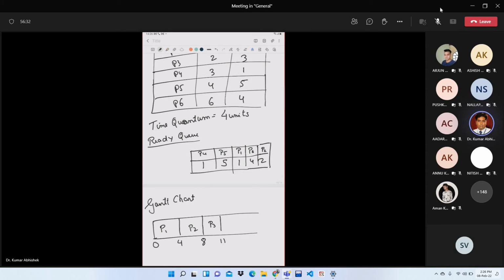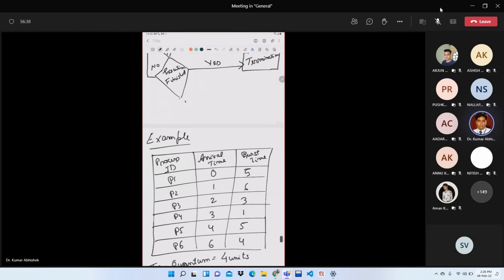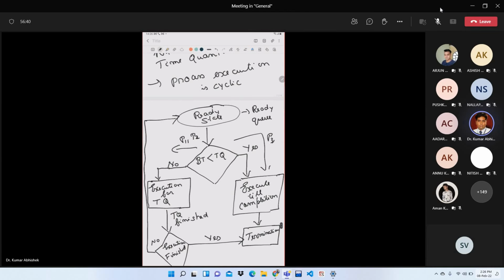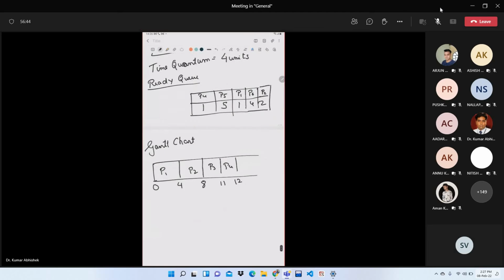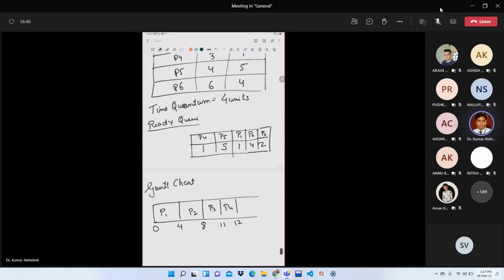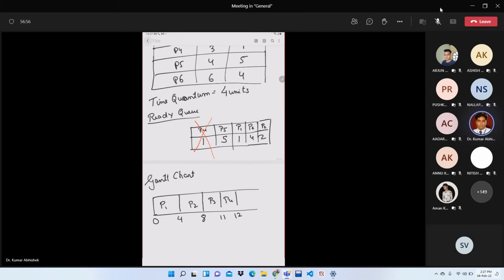Okay, then in the next time, what will be executed next? P4. P4 will be executed to 12. Now again, P4 is following this one. Okay, so P4 also goes out. Now we have this queue. So what are we having now?